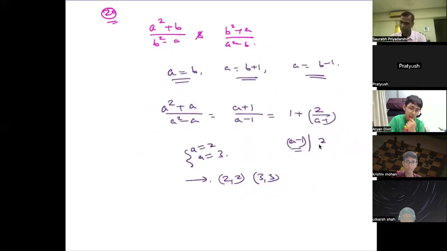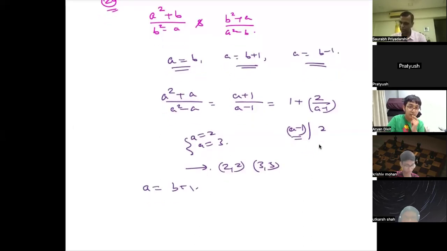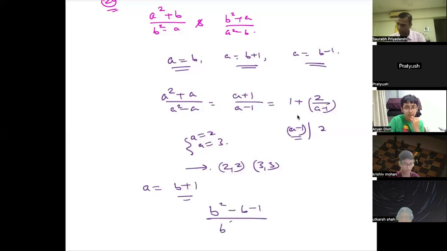Case second, a is equal to b plus 1, right? So in this case, a is equal to b plus 1. What we are getting in this is b square minus b minus 1 divides b square plus 3b plus 1.